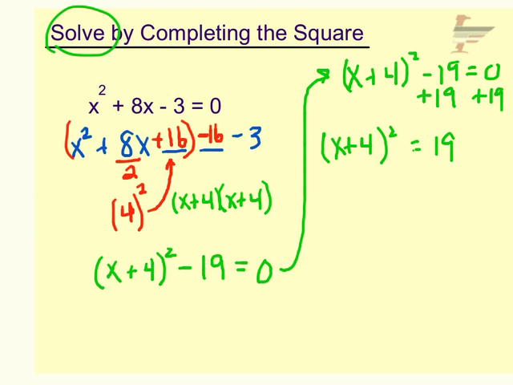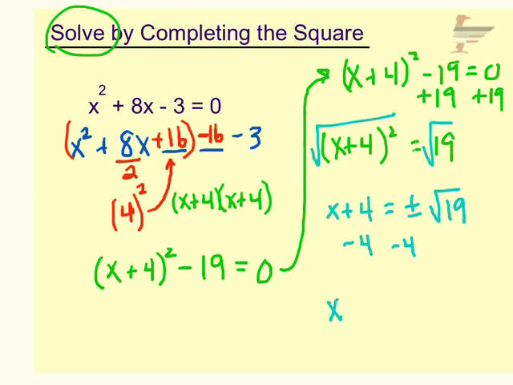And now we're ready to undo our square by square rooting both sides. So this leaves us with x plus 4 equals, don't forget to bring in your plus or minus, square root of 19. It's not a negative 19, so we don't have to worry about bringing in i. We'll just leave it as a square root of 19. Last step, let's subtract 4 from both sides. So x equals negative 4 plus or minus the square root of 19. The negative 4 and the 19 are not like terms, which is why we have to leave them separate over here in our final answer.